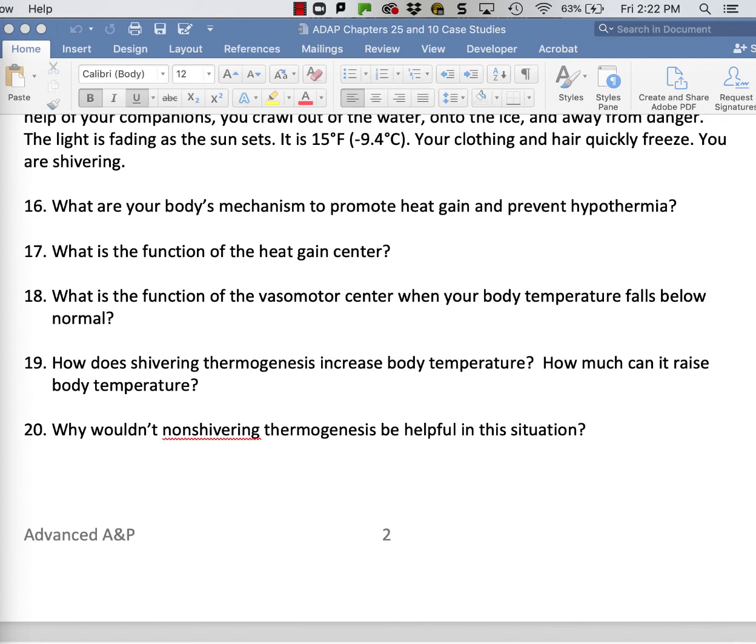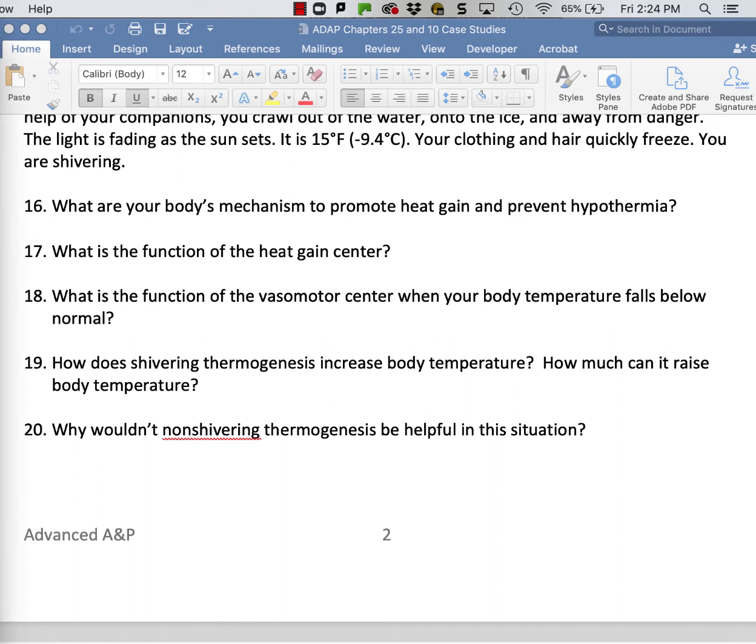What is the function of the vasomotor center when your body temperature falls below normal? So the vasomotor center, when your body temperature falls below normal, is going to activate the sympathetic nervous system and cause those peripheral blood vessels to constrict, and will divert the blood from where your skin is down into your deeper core.